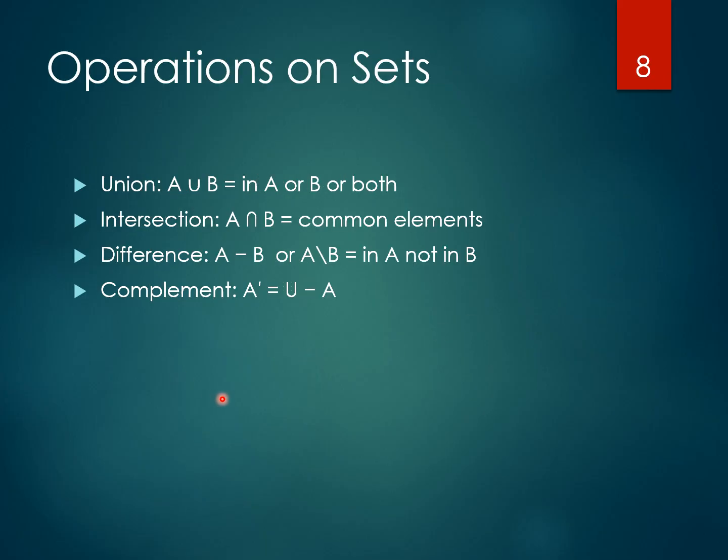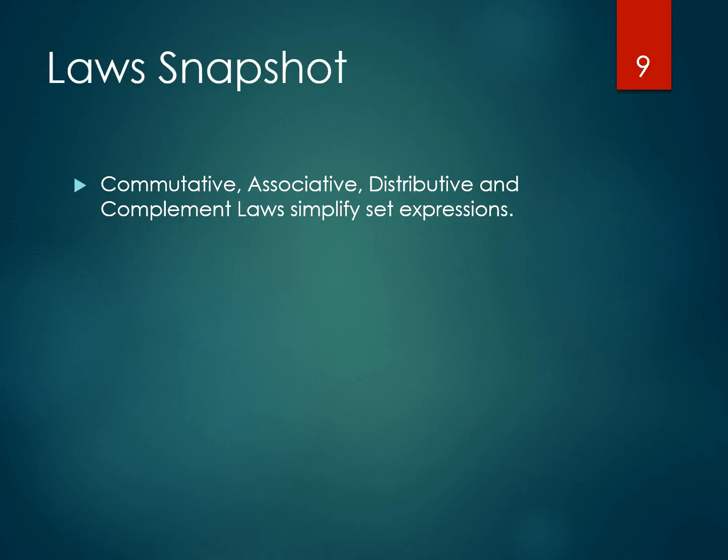Now let's discuss the four important operations. Union: A union B means all elements in A or B or both. Intersection: A intersection B means common elements of A and B. Difference: A minus B means elements in A but not in B. Complement: A dash means elements in the universal set that are not in A. Each of these can be visualized with a Venn diagram also.